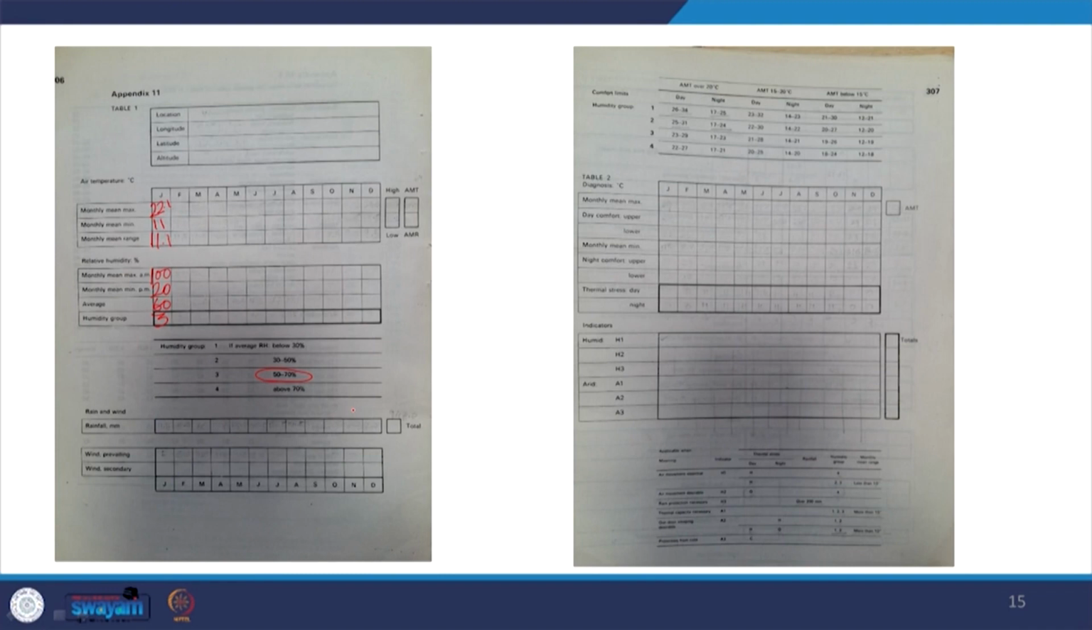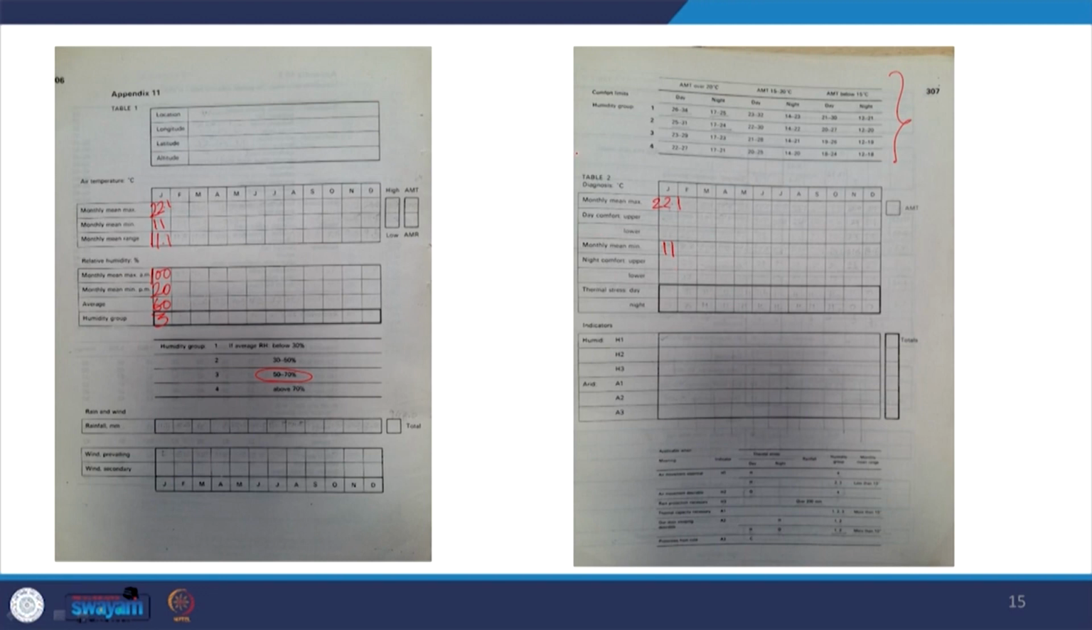That is table 1 for Mahoney's table. Once we have done that, there is a key to start with table 2. Now, in table 2, we can write the monthly mean maximum as what we have in table 1, and we can write the monthly mean minimum, which we have in table 1 again. Once we have that, we can write for the given humidity group.